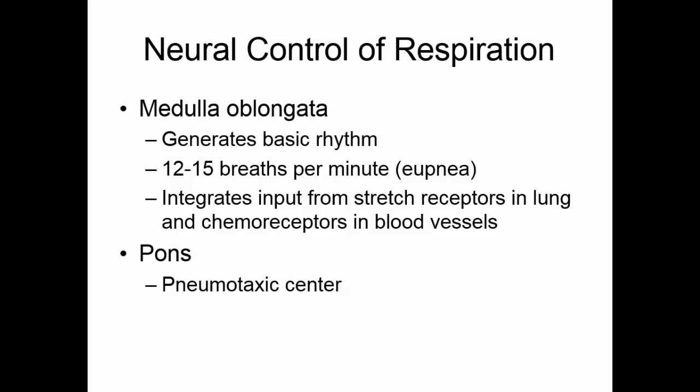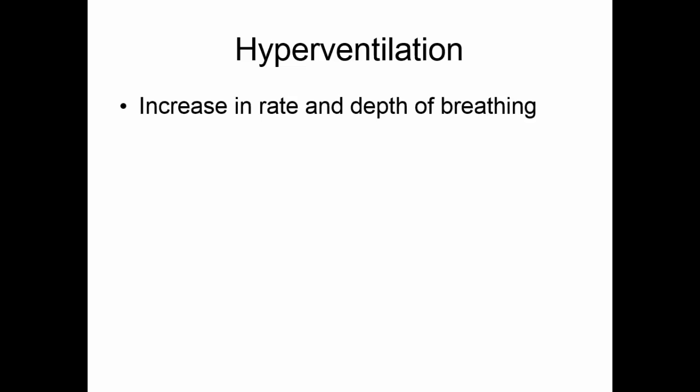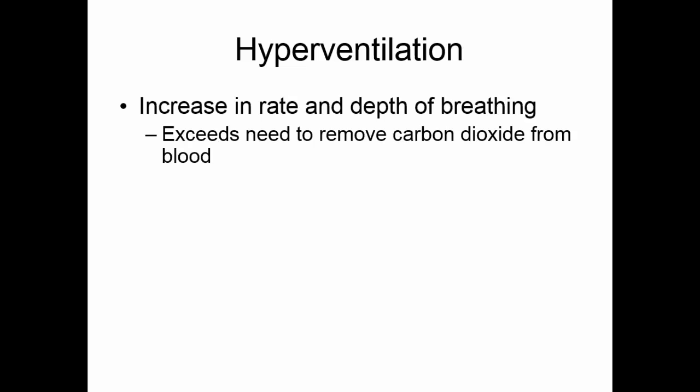The pons contains the pneumotaxic center. The pneumotaxic center helps fine-tune breathing during activities. Things like talking, sleeping. You continue to breathe when you sleep, but you breathe at a different rate. Hyperventilation occurs when you increase the rate and depth of breathing more than you need to remove carbon dioxide from the blood. Usually anxiety brings this on.